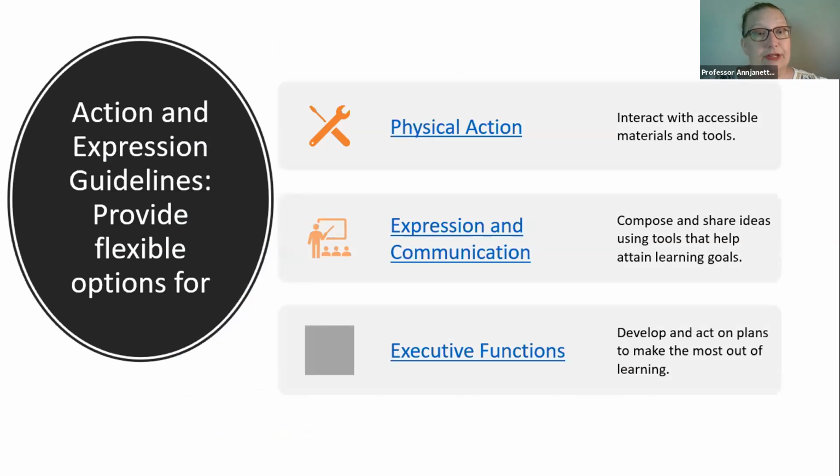The following are the action and expression guidelines. Provide alternate modalities for expression, both to level the playing field among learners and to allow the learners to appropriately or easily access knowledge, ideas, and concepts in learning environments. These guidelines include providing flexible options for physical action and how they interact with the material. This could be hands-on activities. Expression and communication: compose and share ideas and tools that help to attain learning goals. And executive function: develop and act on plans to make the most out of learning.